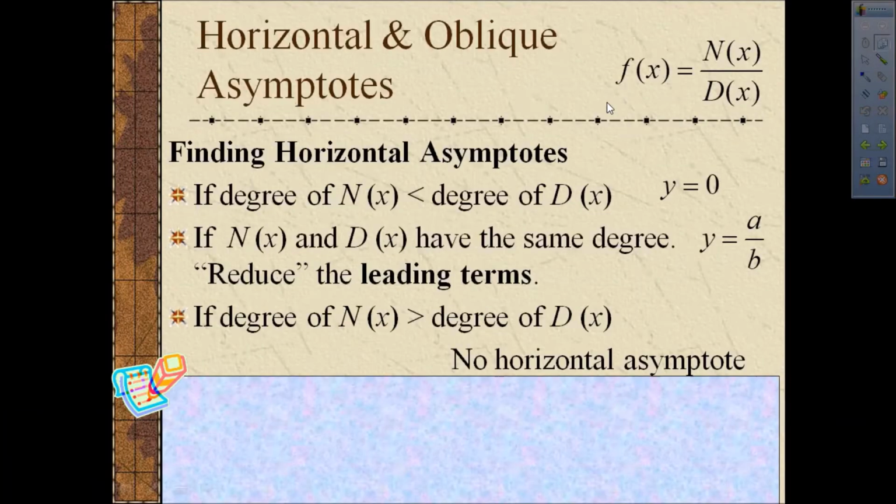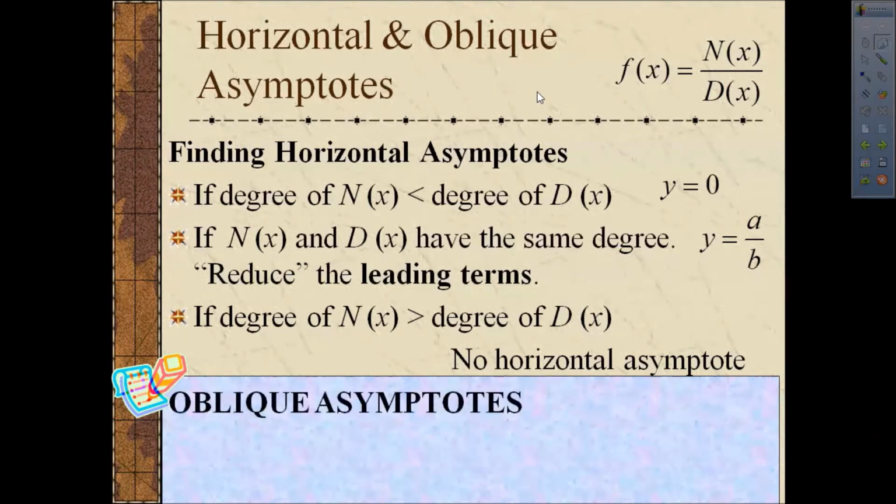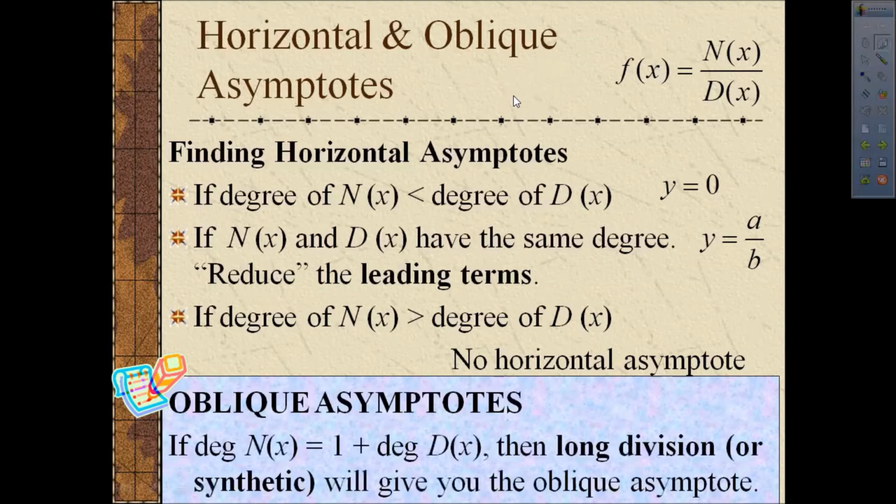There is one more type of asymptote that we should talk about. That's called an oblique asymptote. And it's not vertical, it's not horizontal. Some books will call this a slant asymptote because it's really more like a slanted line that the graph will follow. If the degree of the numerator is exactly 1 more than the degree of the denominator, then long division or synthetic division will give you the oblique asymptote. So these asymptotes only happen when the difference in degree is 1, and we'll find the asymptote by doing division.